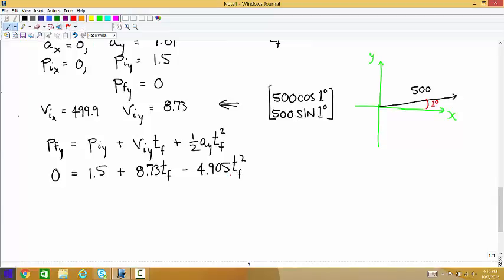You can do this with the quadratic formula. So this is A, this is B, and this is C. And if you solve that, what do you get for TF? What are the two roots?